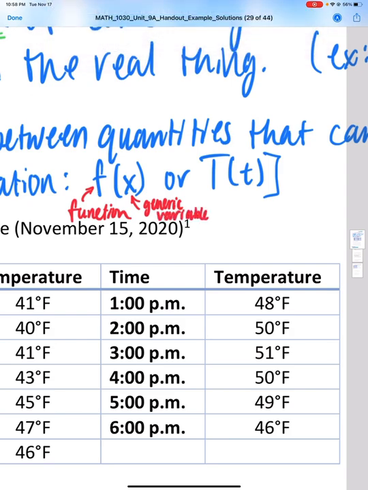Okay. Now, in a context, we're going to use functions in situations. So T of t, capital T of little t, is a function where the capital T means temperature and the little t means time.